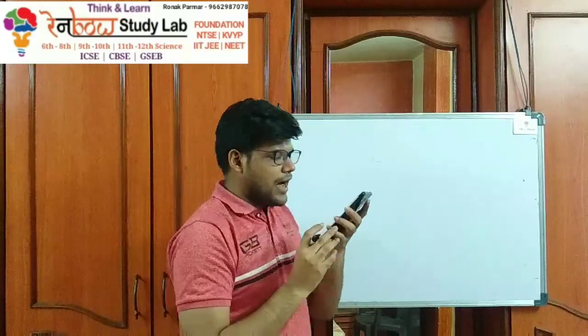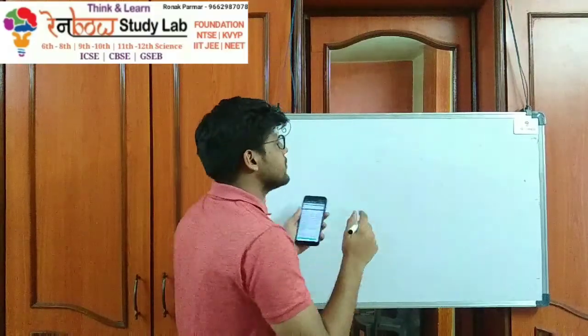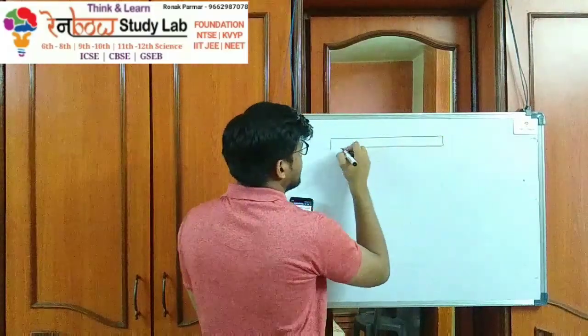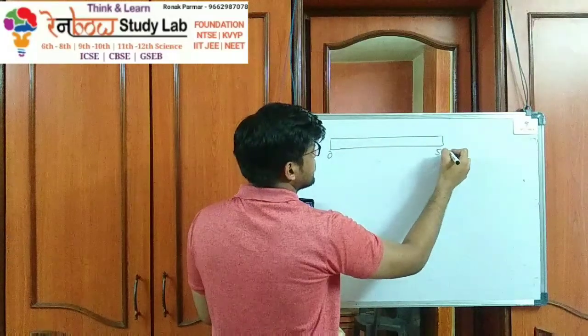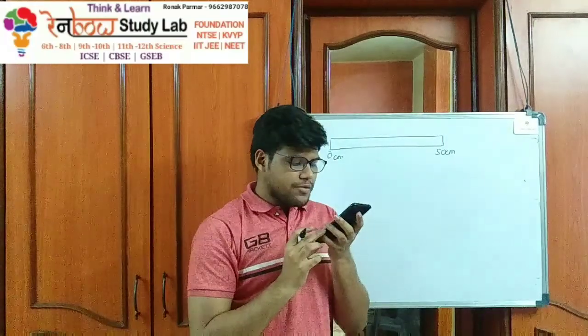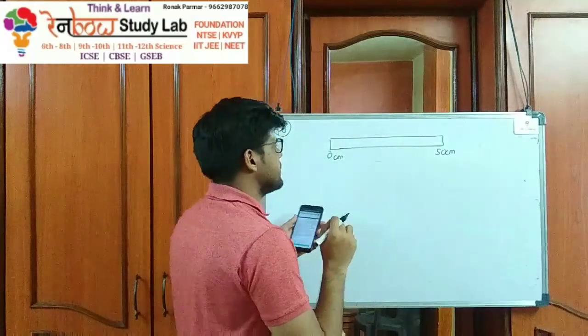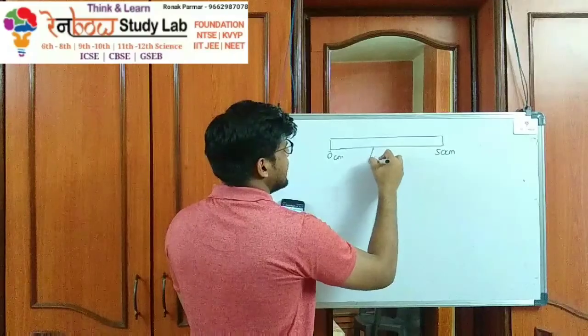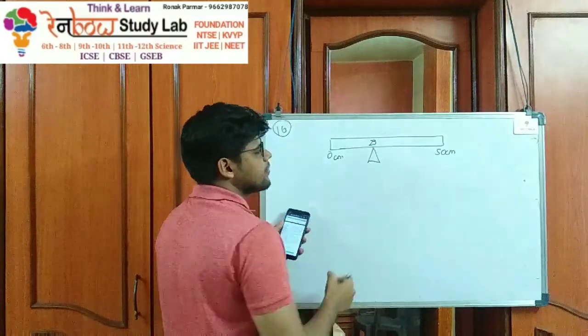A uniform half meter rule. Half meter is only 50 centimeter. So this is 0, this is 50 centimeter. The half meter ruler can be balanced at the 29 centimeter mark. It is balanced at 29 centimeter.